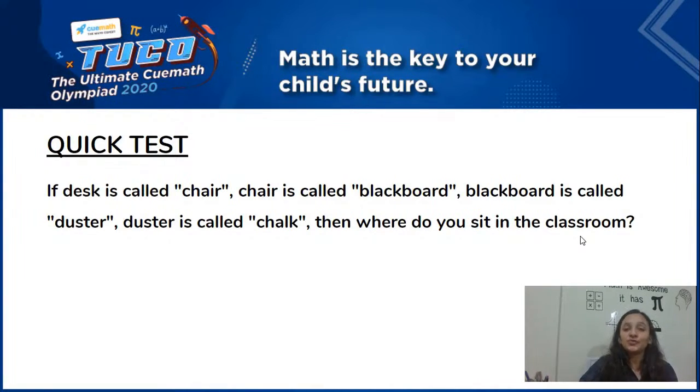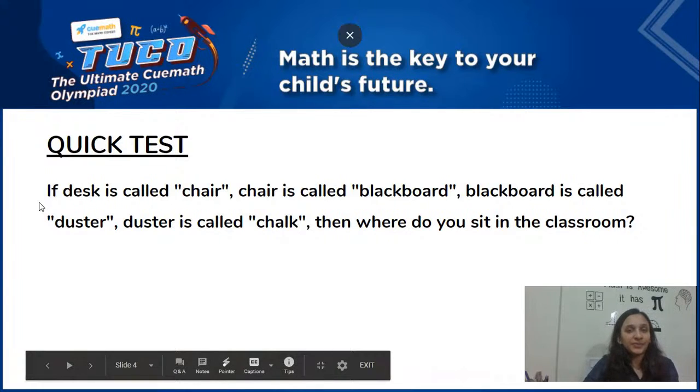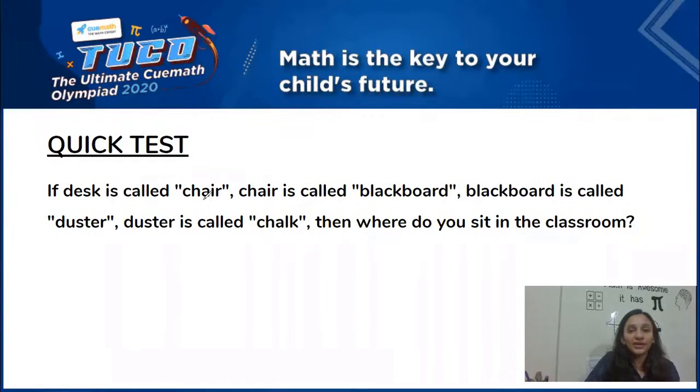Meanwhile, for those of you who do not know how to go about this question, I'll be solving it for you. The best way of solving these types of problems is to write the code and the decoded words. So I'll write here the code and the decoded word. The first thing we see is that it says if desk is called chair. So basically desk has been coded as chair. So the code is chair, for which the actual meaning is desk. So we write this up here.